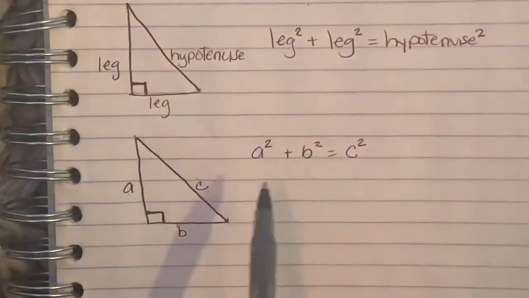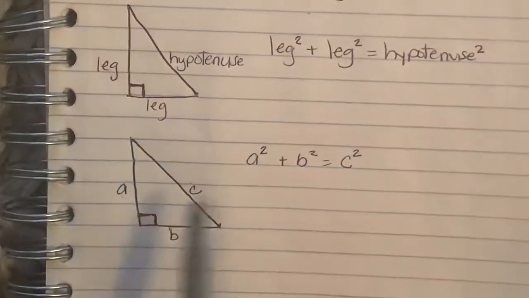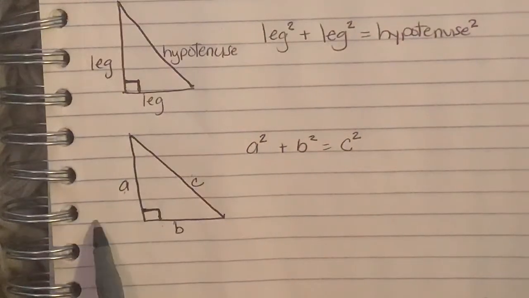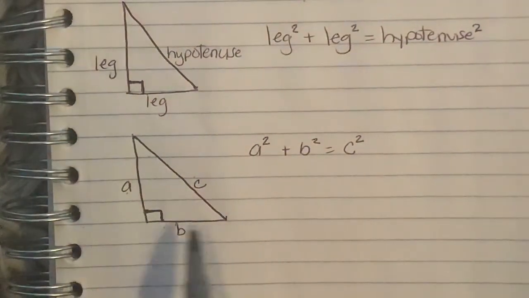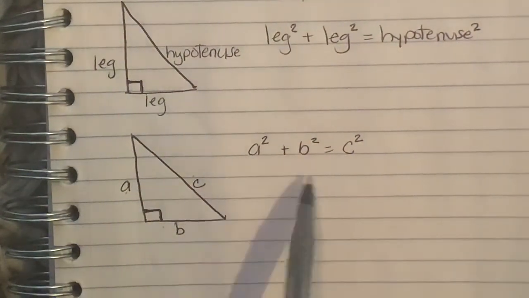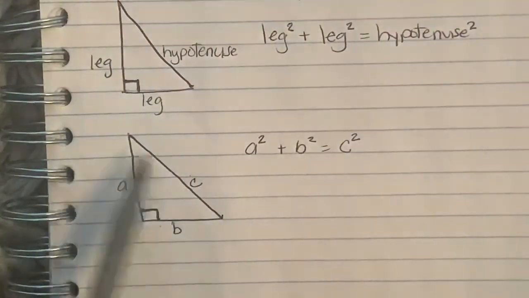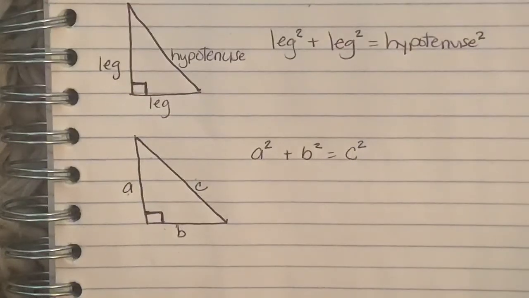What this formula is saying is that if I square the length of my side A, or my leg A, and I square the length of my leg B, when I add them together, it will give me the length of my side C. And that's the beginning of the Pythagorean theorem.